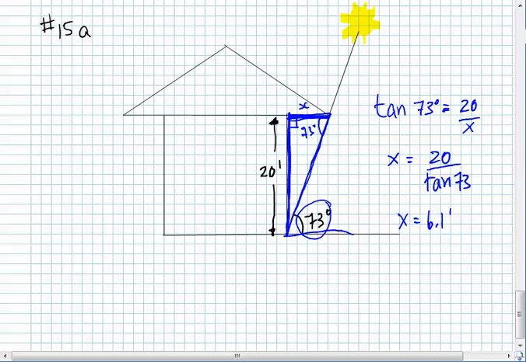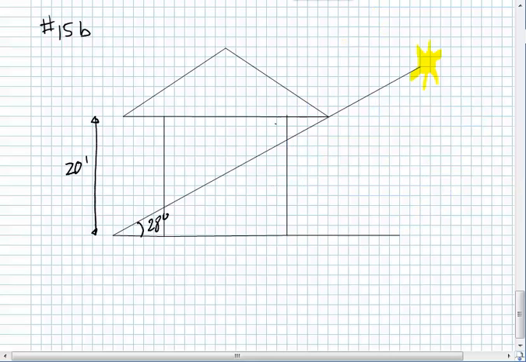During the winter, for 15B, it looks a little different. So let's look at that drawing. Okay, so this is what 15B is looking at, and you're trying to find here the height of the wall that will be in direct sunlight, in other words, this portion here.